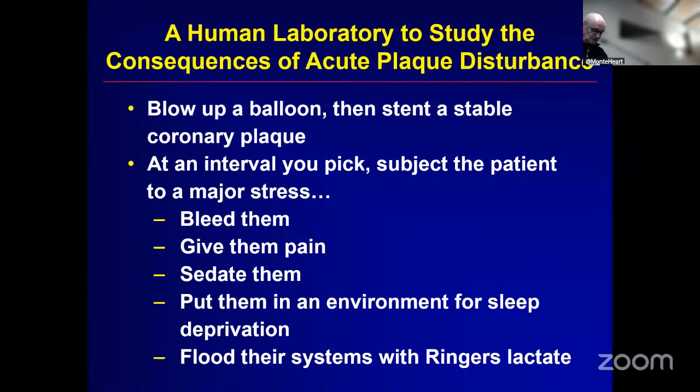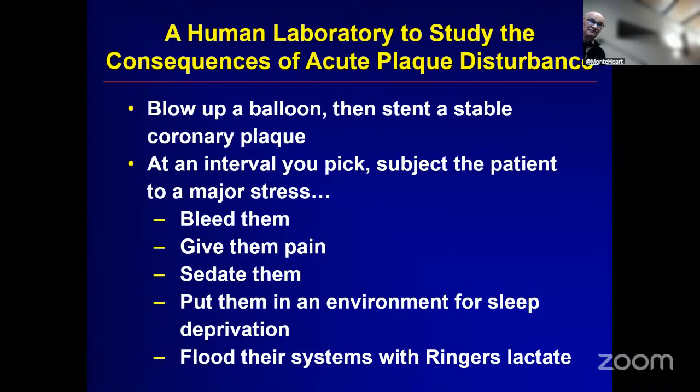Here's a hypothetical. Let's assume we're going to create a human laboratory to study perioperative plaque rupture and risk. Okay? We're going to take stable patients. We're going to balloon or stent a stable coronary plaque. And then we're going to do something to them. We're going to bleed them. We're going to give them pain, sedate them, sleep deprive them, and give them a bunch of Ringer's lactate. Cool.